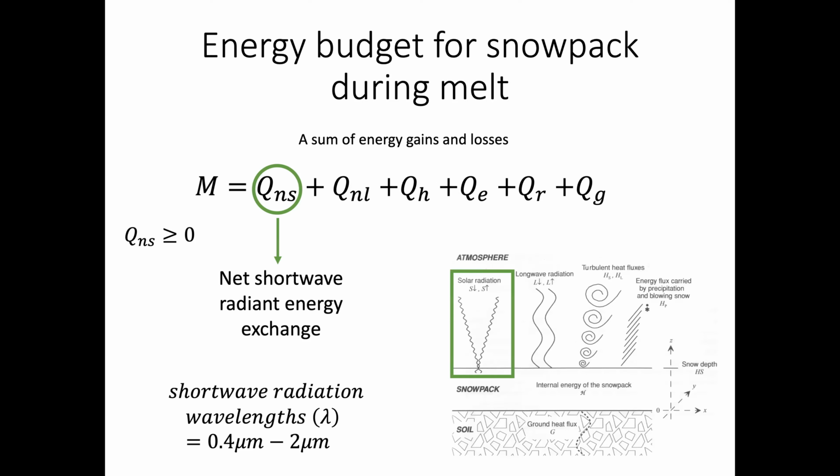The first term is the net shortwave radiant energy exchange, in short, net solar. This energy is from 0.4 microns or micrometers to 2 micrometers in the electromagnetic spectrum. As no surface can reflect all of the sun's radiation, net shortwave or net solar is greater than 0 during the day and 0 at night.